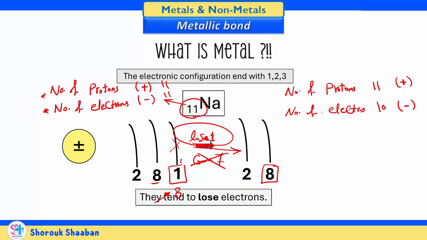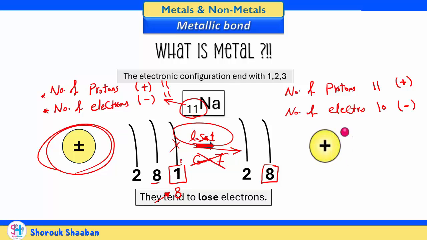Do I still have a neutral atom? No, because they are not equal. Positive is more. So now the atom is positively charged, and now it's not an atom, it's an ion. I have a positive ion.